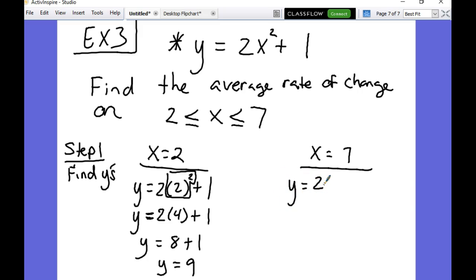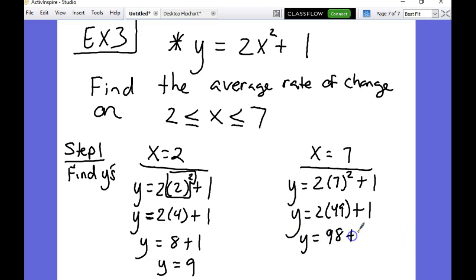Now I want to find what is y when x is 7. So this is going to be 49, right? 49 times 2, that's a pretty big number. It'll be like 90 or something. It is 99. My bad. So that's step 1, guys. Plug in your x values to get your y values.